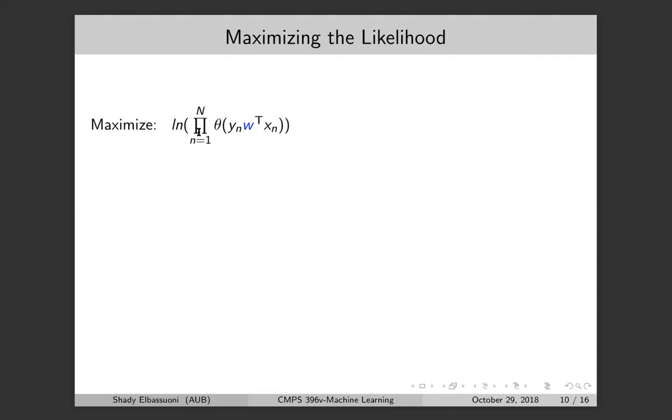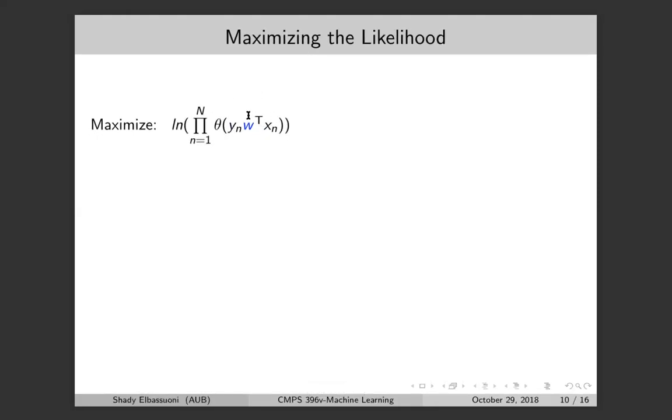Why? Because this is a positive value and the log is monotone. So basically, I get that doing the log would not change anything. It's just, right, the same W that maximizes without the log would be the one that maximizes with the log.